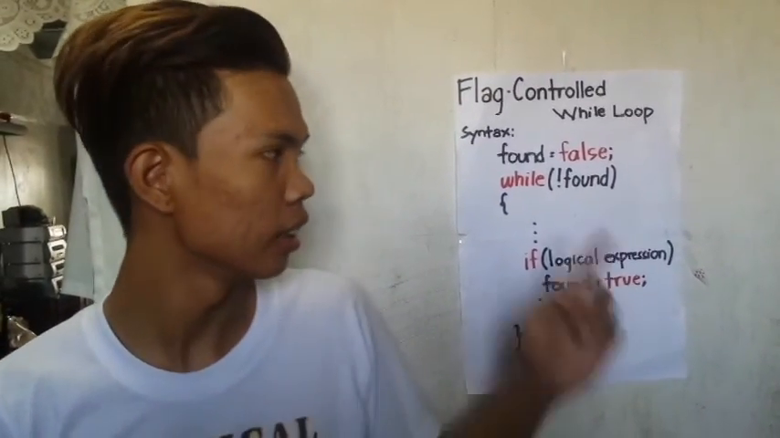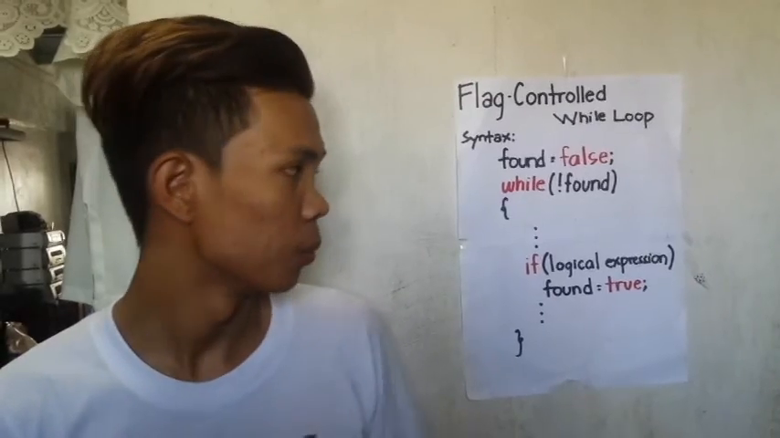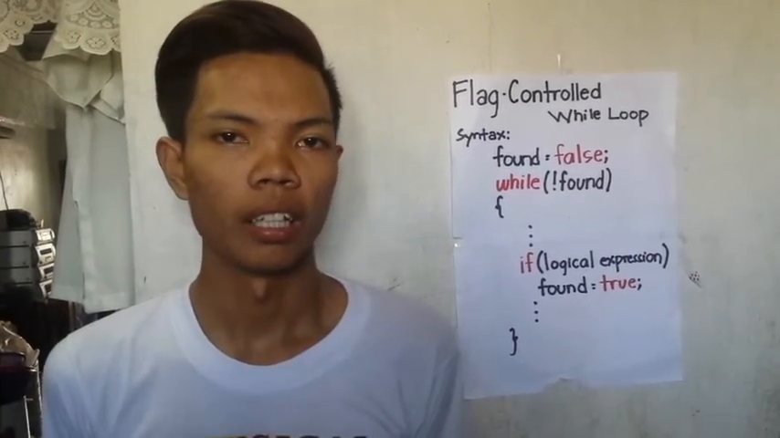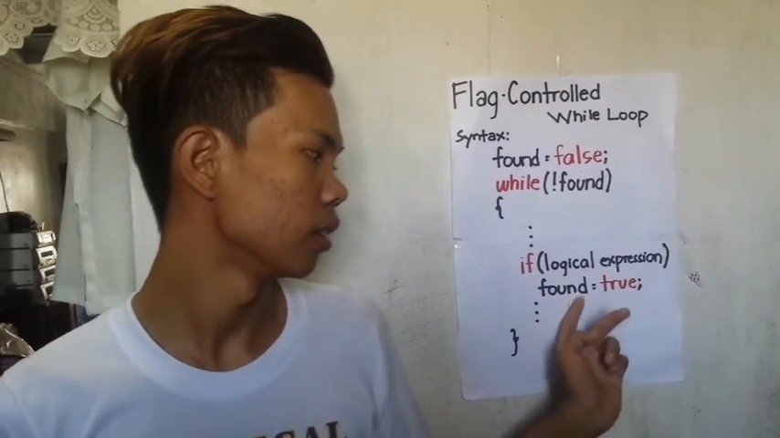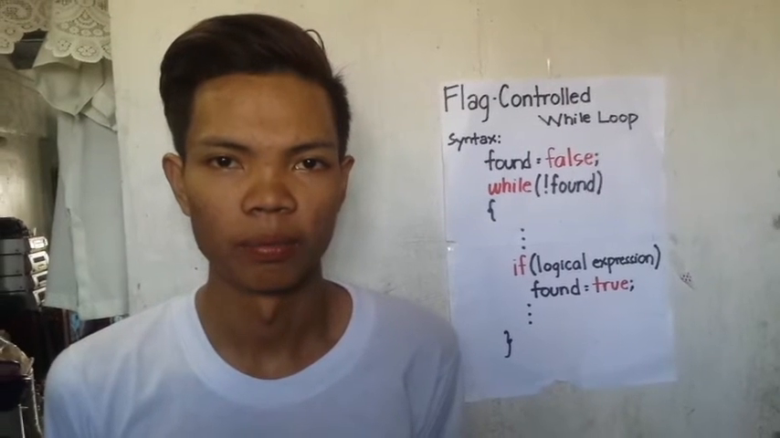First, our initialization is found = false. It initializes the loop control variable. And for our condition is while not found. It controls the loop control variable. And our update statement is found = true. It updates our loop control variable.